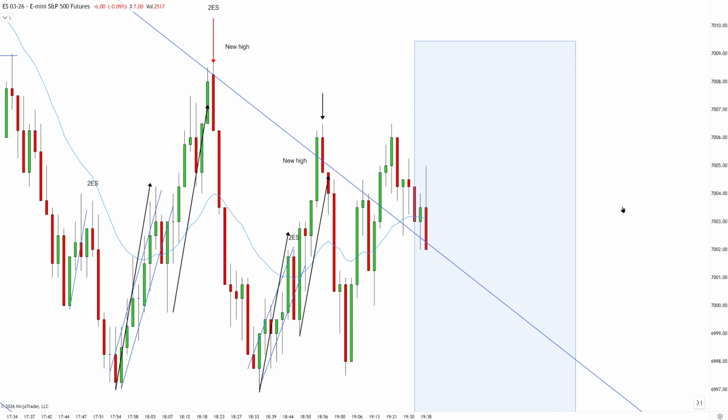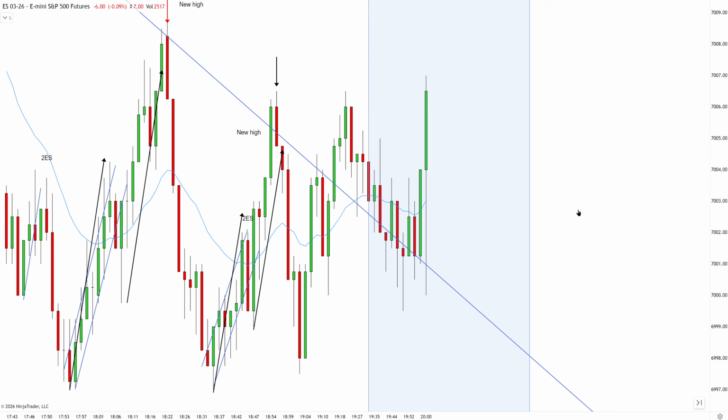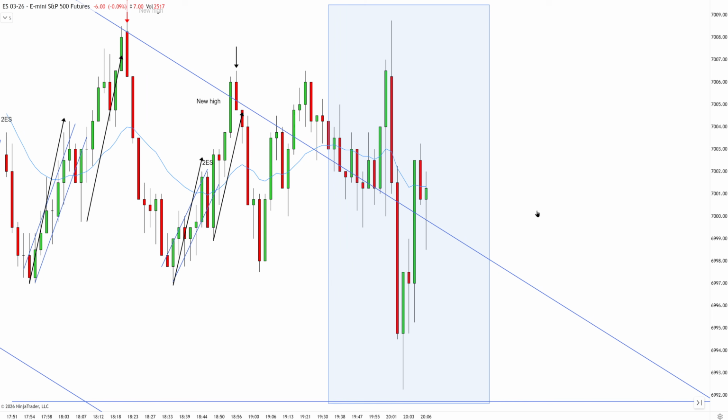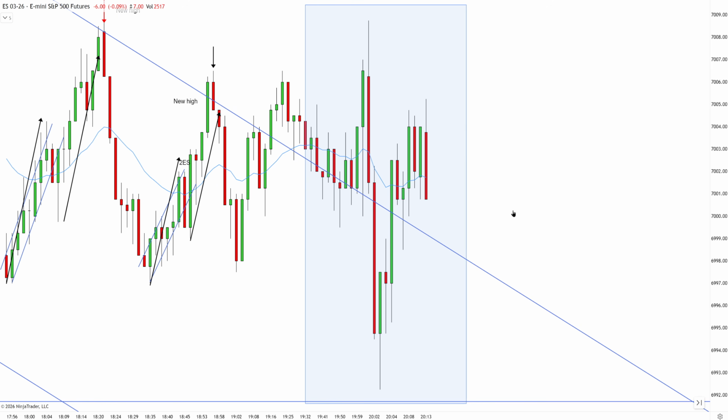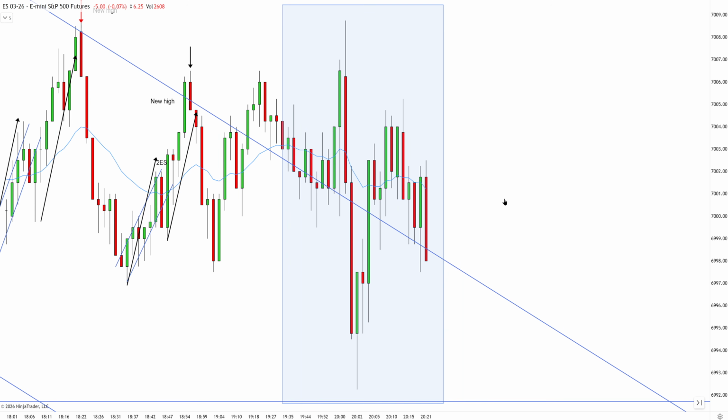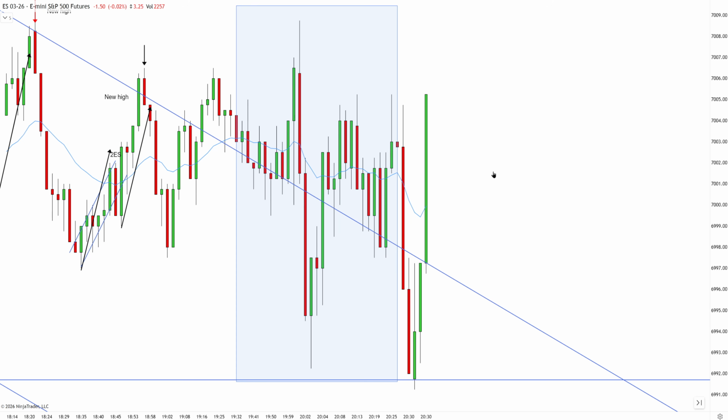And now we are very close to FOMC announcement. You can see there can be massive spike in volatility. So we generally don't trade like 30 minutes before and after the FOMC. So I'm just going to skip through this a little bit. You can see how messy it is.